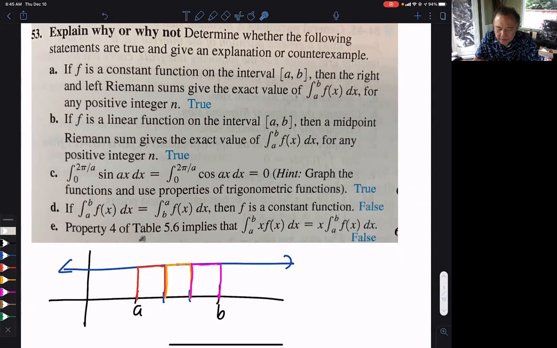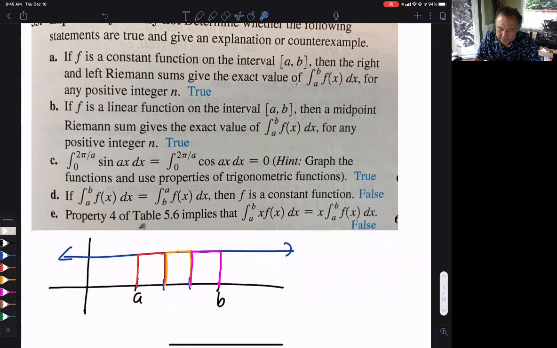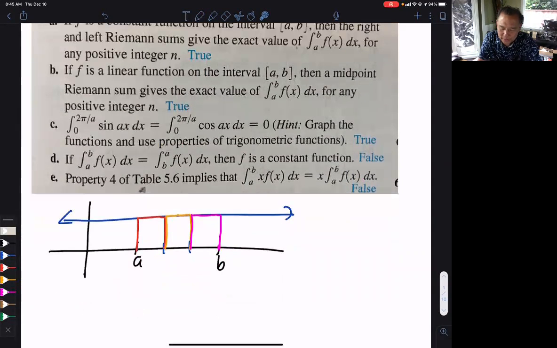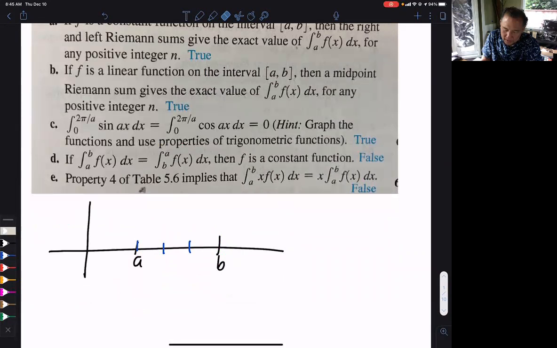B, if f is a linear function from A to B, this is a great question. Do you understand what this is saying? So you have a linear function from A to B. It doesn't have to be a line with a slope. It could be a horizontal line, but it doesn't matter. There's a linear function. Then a midpoint Riemann sum gives the exact value.